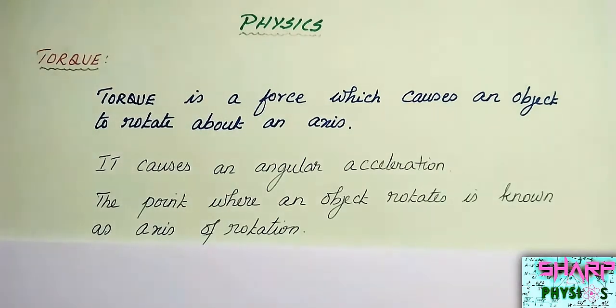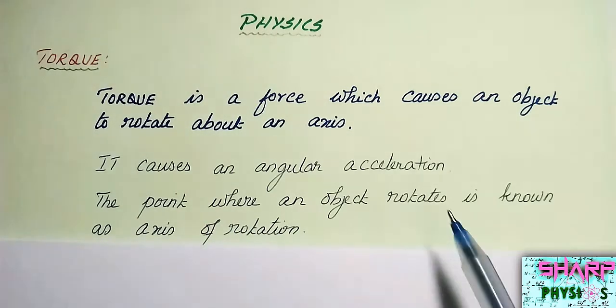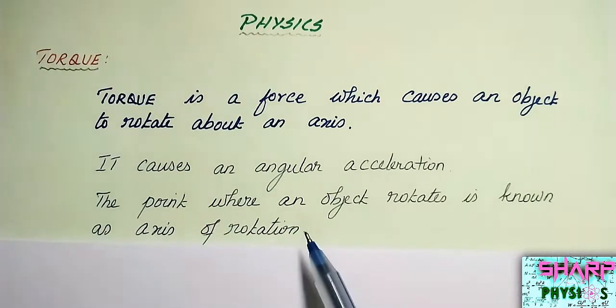A torque needs a point to rotate on. The point on which the object rotates, we call the axis of rotation. The point where an object rotates is known as the axis of rotation. In physics, we can call torque the tendency of a force to turn or to twist.